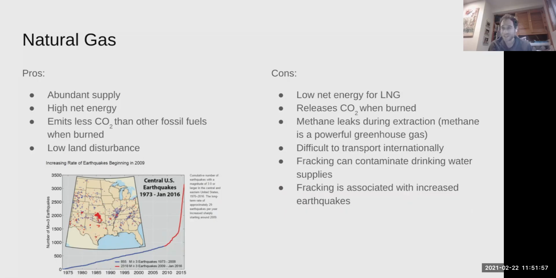Few cons: If we liquefy it, that reduces the net energy. So liquefied natural gas has a lower net energy. Even though it releases less CO2, it still releases CO2. It's still a greenhouse gas. And when we're extracting it, methane seeps out, and methane is 20 times more powerful a greenhouse gas than carbon dioxide. So methane leaks are significant. It can be difficult to transport internationally unless it's been liquefied. But as a gas, it's not so easy to move from one place to another.